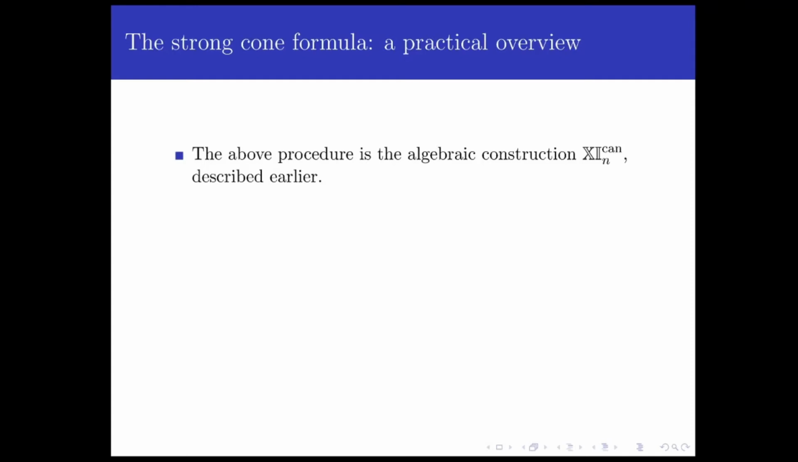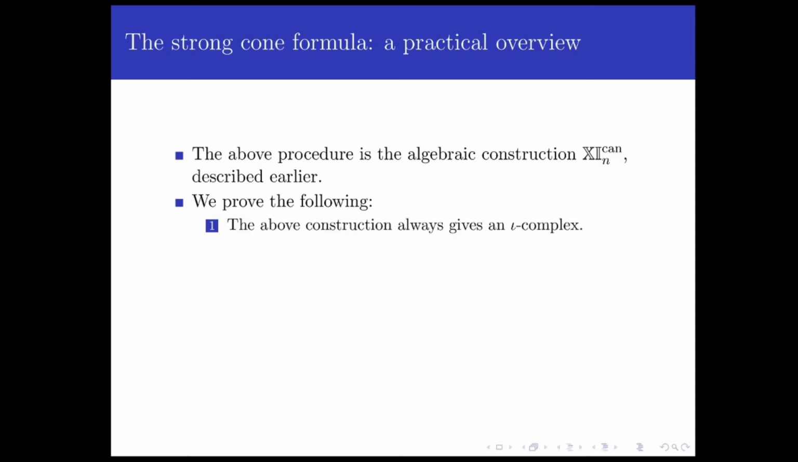This algebraic procedure I sketched is this canonical involutive mapping cone. It's this algebraic operation that we described in the first talk. And so just to summarize, what we proved is that it always gives an iota complex. You take an iota K complex of L space type, it always gives you an iota complex, like this involution that we've constructed, the vertical arrows in the diagram. They always square to the identity up to chain homotopy.